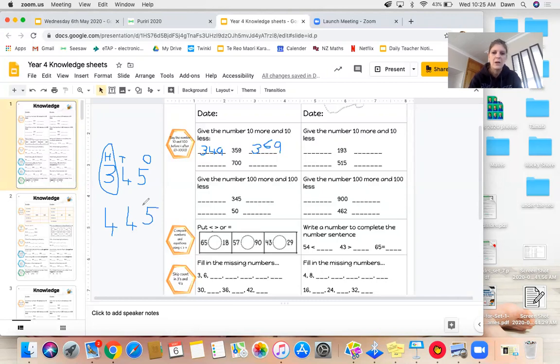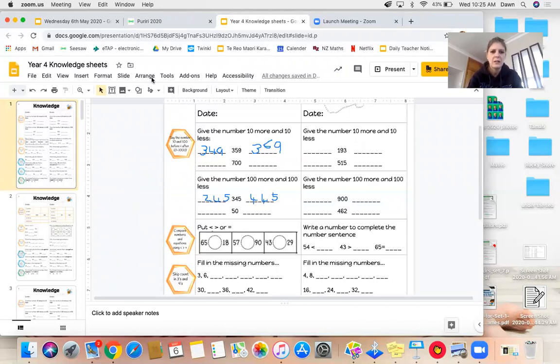Okay, and now what is 100 less than 345? What is 100 less than 3? 200. And then the others stay exactly the same. So give the numbers 100 more and 100 less. That will be 245. And the other one will be 445. Okay, so that is the part that will be a little bit tricky for you guys, but it can still be very easy if you know your place value columns.